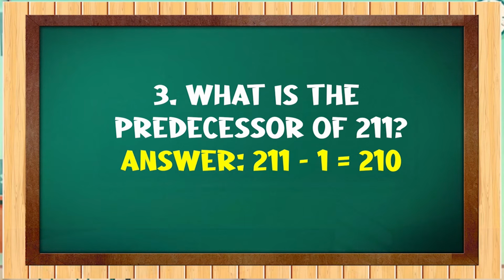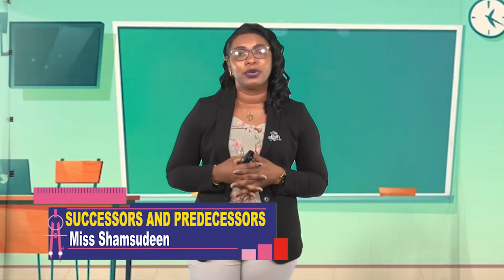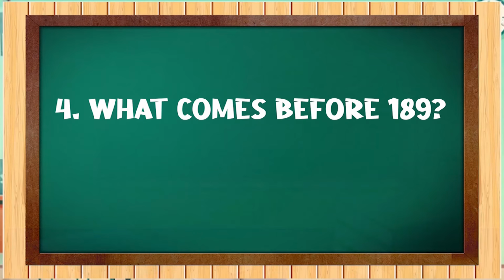211 minus 1 will give you 210. So 210 is the predecessor of 211. 210 comes before 211. Remember, you are looking for the number that comes just before the number you are given for the predecessor. What comes before 189?